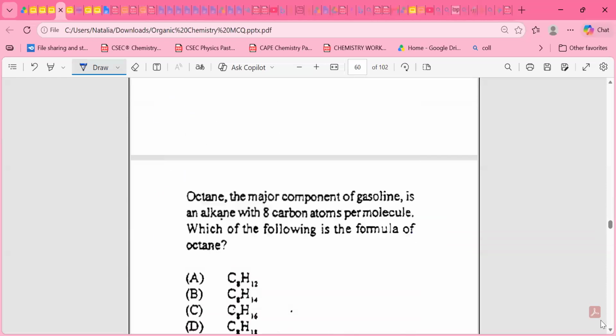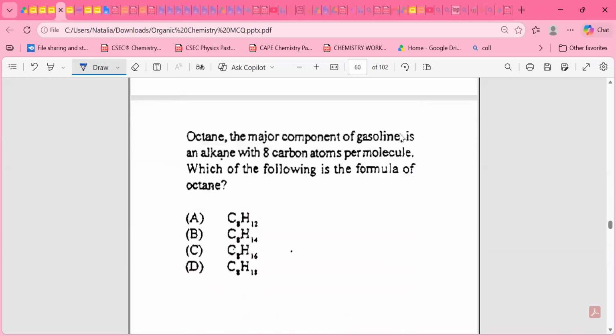Yes, miss. Octane is a major component of gasoline. The major component of gasoline is an alkane with 8 carbons per molecule. Which of the following is true? So C8, 2 times 8, 16 plus 2. Miss, D. D.